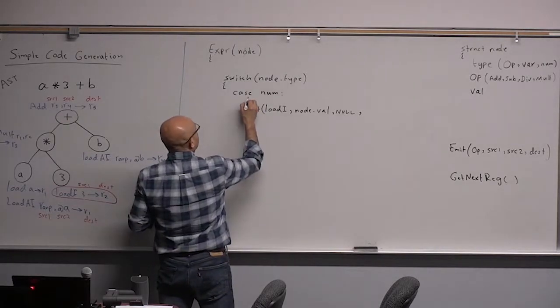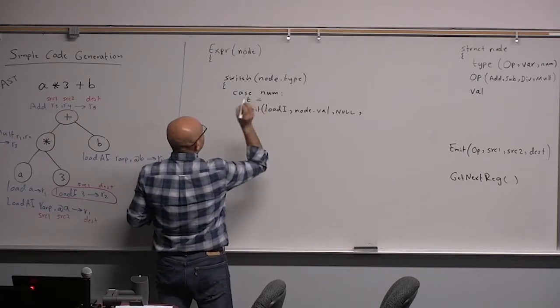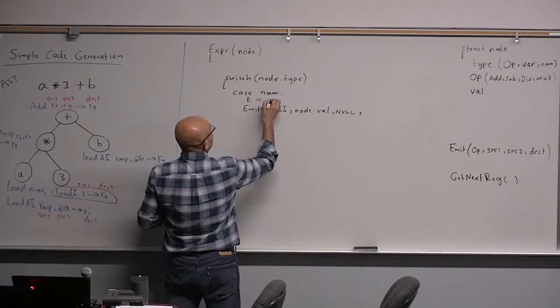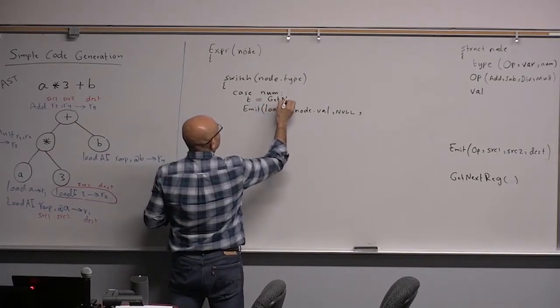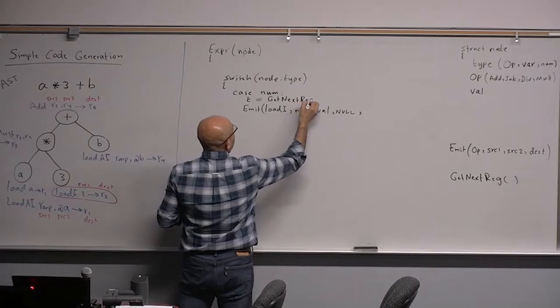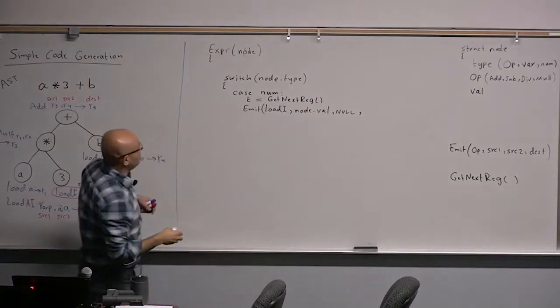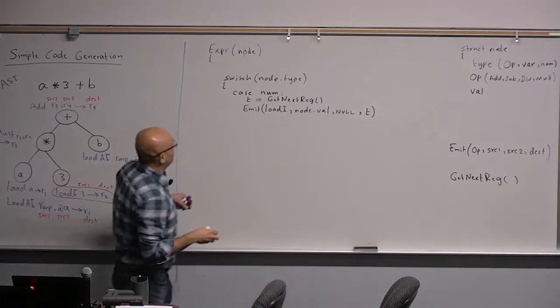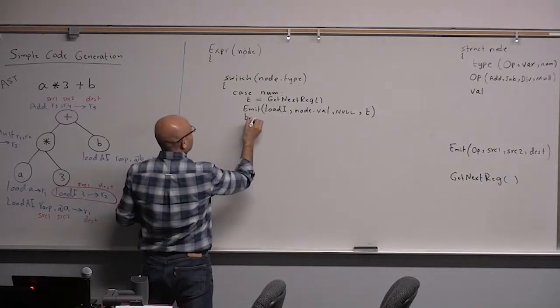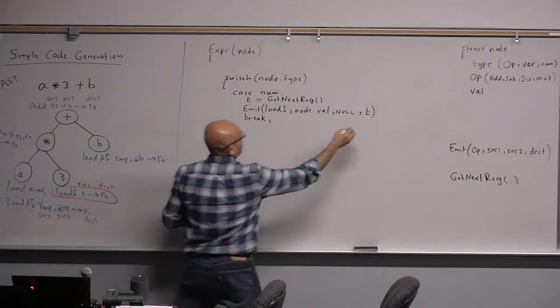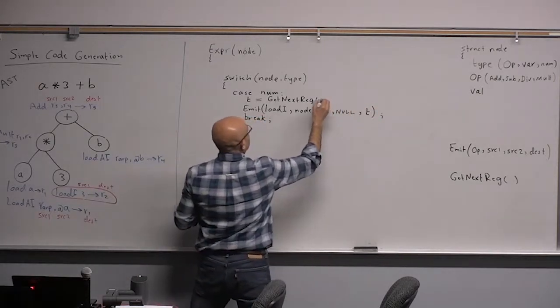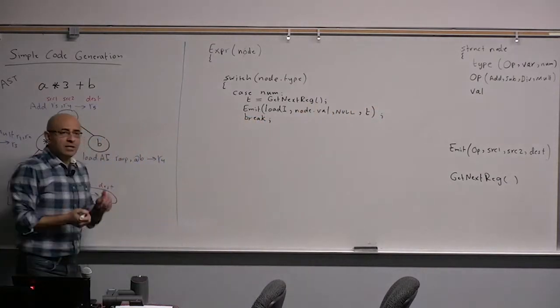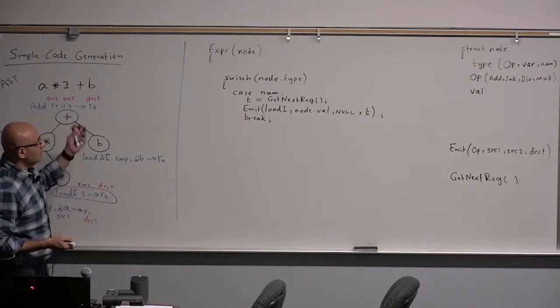So our t equals get next register, and it will return a t, and we will pass it here as a destination. And then we break for this case. So this is what we need to do in order to generate an immediate.